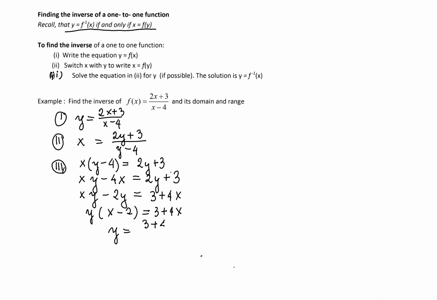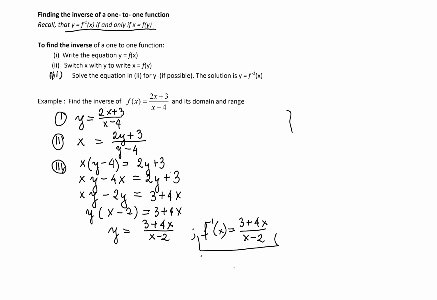So we have 3 plus 4x over x minus 2. And we have the solution for that equation. That solution is the formula for the inverse. So f inverse of x is 3 plus 4x over x minus 2.